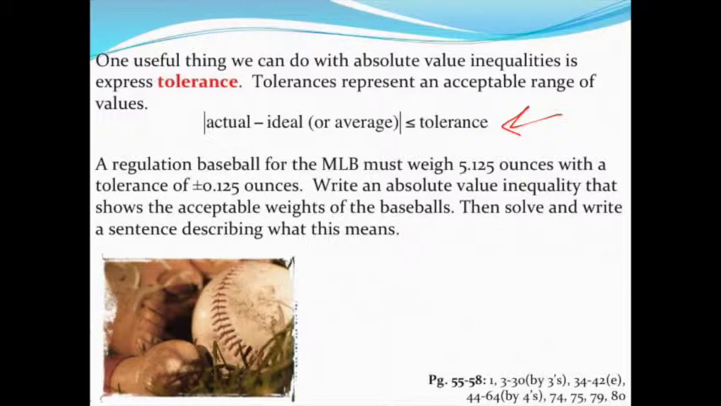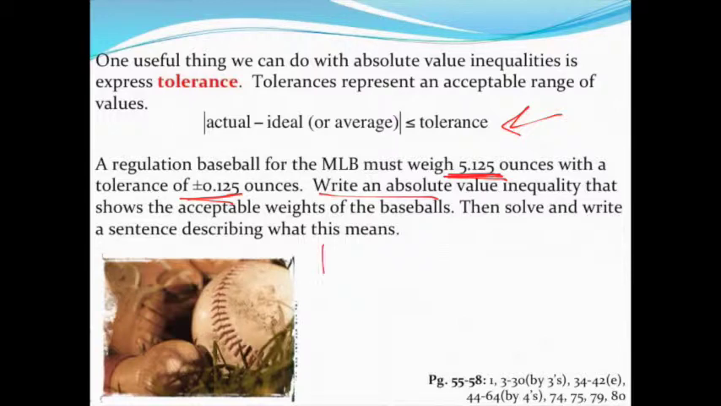So in our particular example, we're looking at baseballs, and we have this sort of ideal weight for a baseball. We need it to be 5.125 ounces, but we're allowed to have a tolerance. It's allowed to be within a range of plus or minus 0.125 ounces. So our first goal, let's write an absolute value inequality that expresses this range.